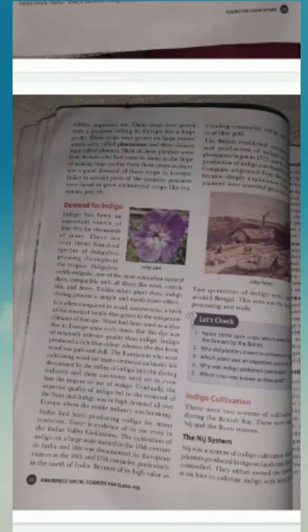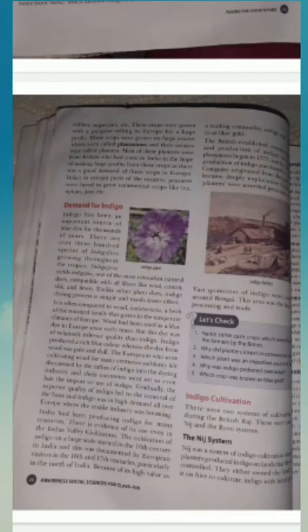Indigo has been an important source of blue dye for thousands of years. It is one of the most color-fast natural dyes, compatible with all fibers like wool, cotton, silk and linen. Unlike other plant dyes, the indigo dyeing process is simple and needs less effort. India had been producing indigo for many centuries. There is evidence of its use even in the Indus Valley civilization.